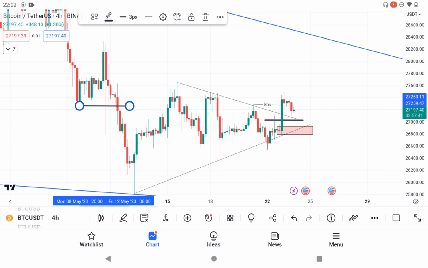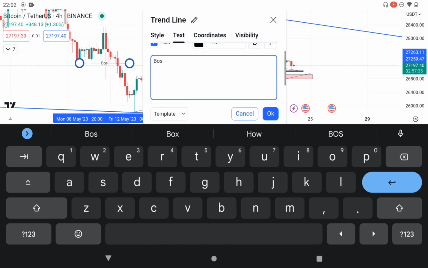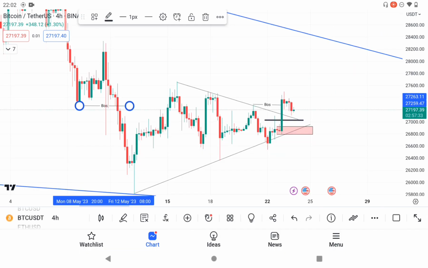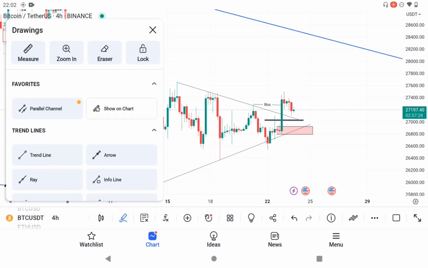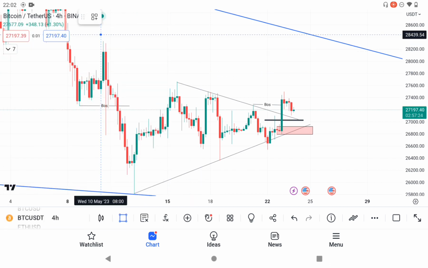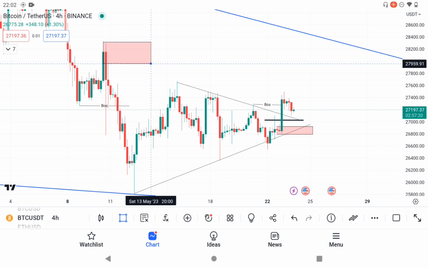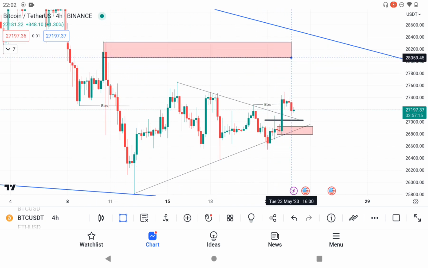All right, let me just put this back into line and then put this in context. This is a break of structure, and the supply that caused that push should be somewhere around here. Somewhere around here. Yeah, got it right.